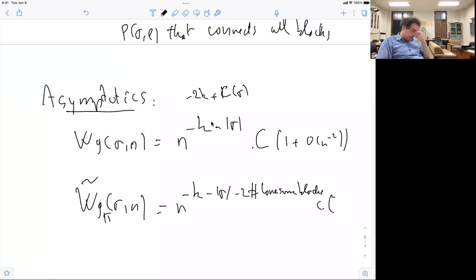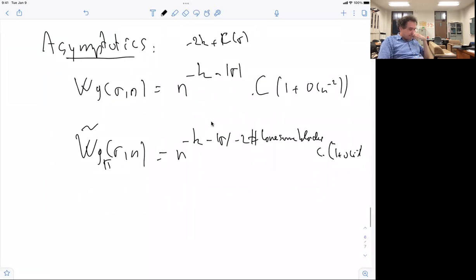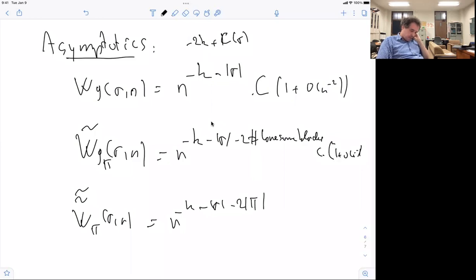Times again, some constant times 1 plus O(n^-2). And finally, the Weingarten tilde tilde, the one with cumulants of pi, sigma, n, is going to be n to the minus k minus sigma, minus the number of blocks in the partition, minus 2 times the number of blocks in the partition, pi, times c, times 1 plus O(n^-2).